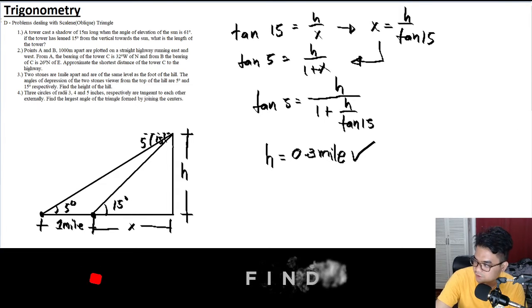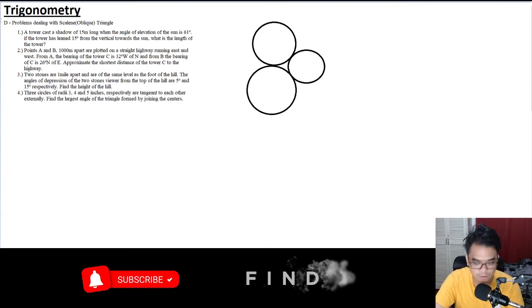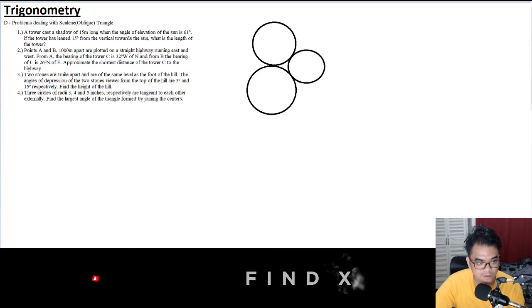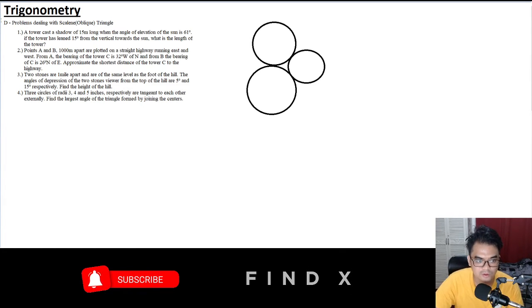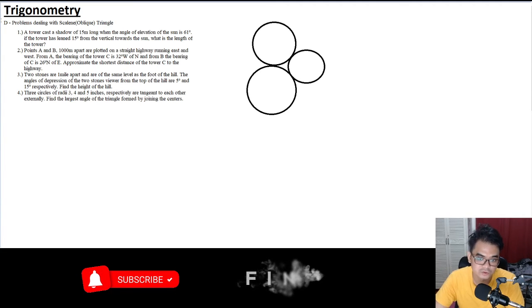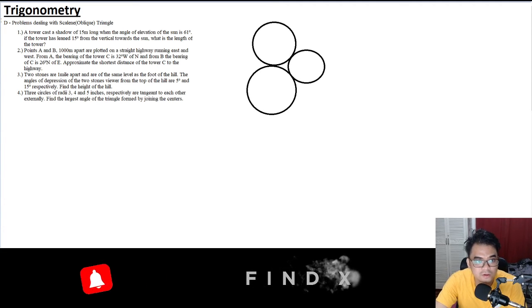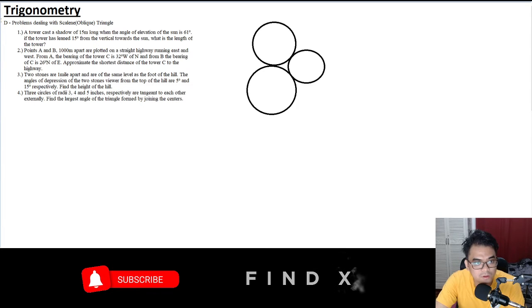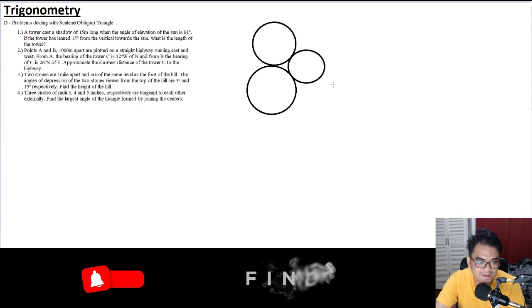Okay, so let's get to the next problem. Okay, so we got our next problem and the last problem for this topic. We have three circles of radii 3, 4, and 5 inches respectively that are tangent to each other. So I already drew it. They are tangent to each other externally. So find the largest angle of the triangle formed by joining the centers.